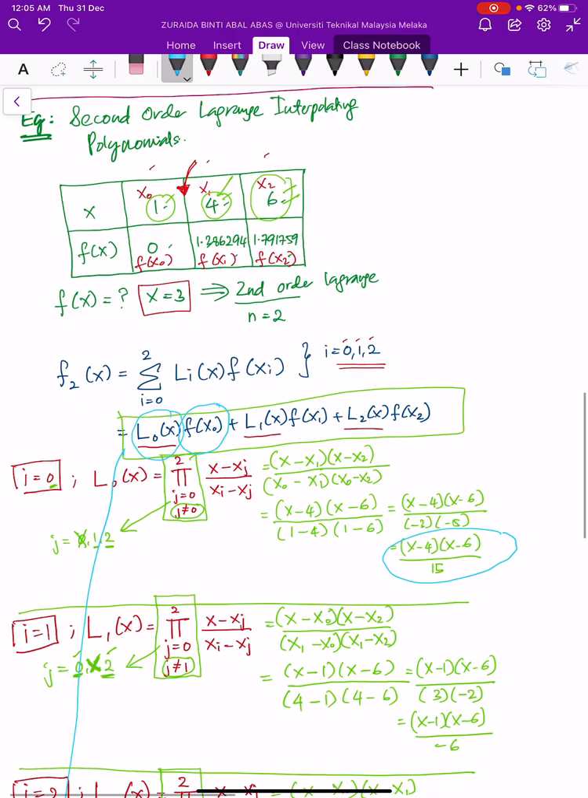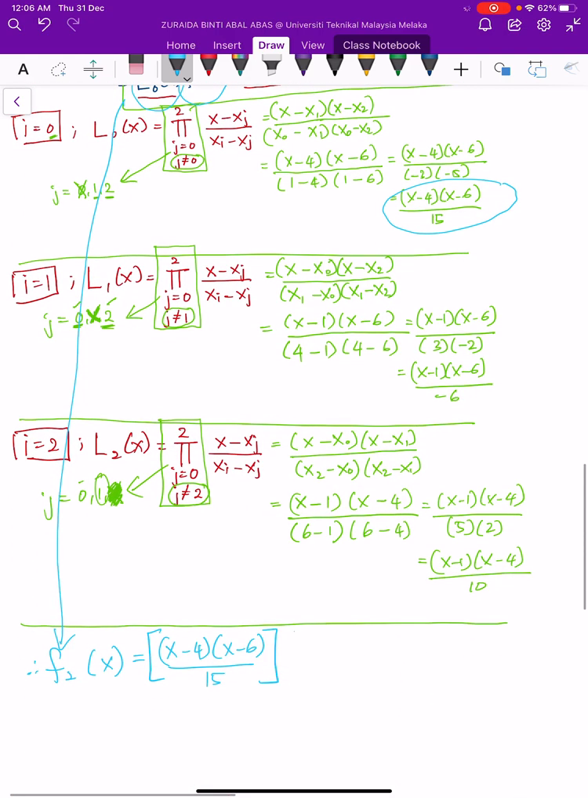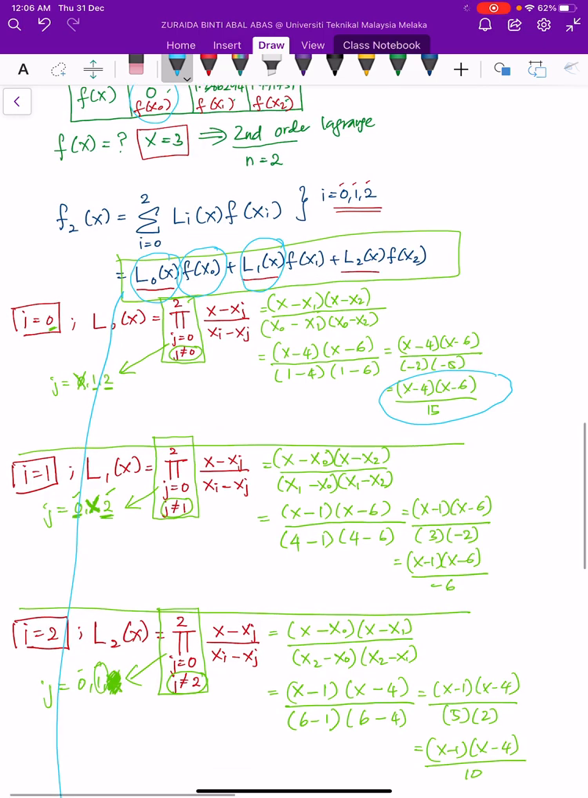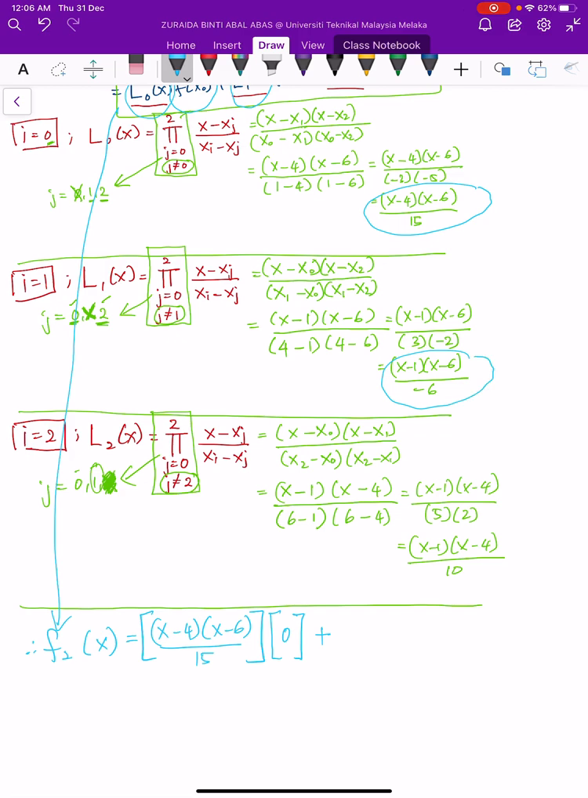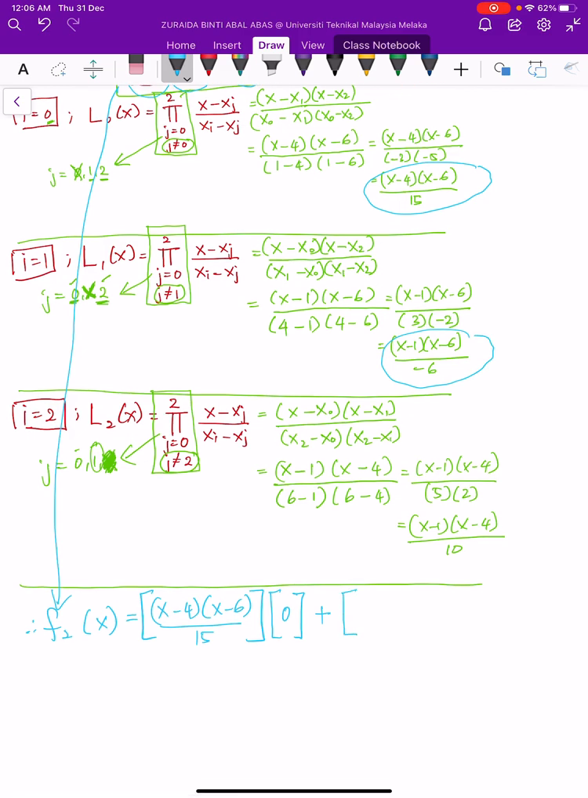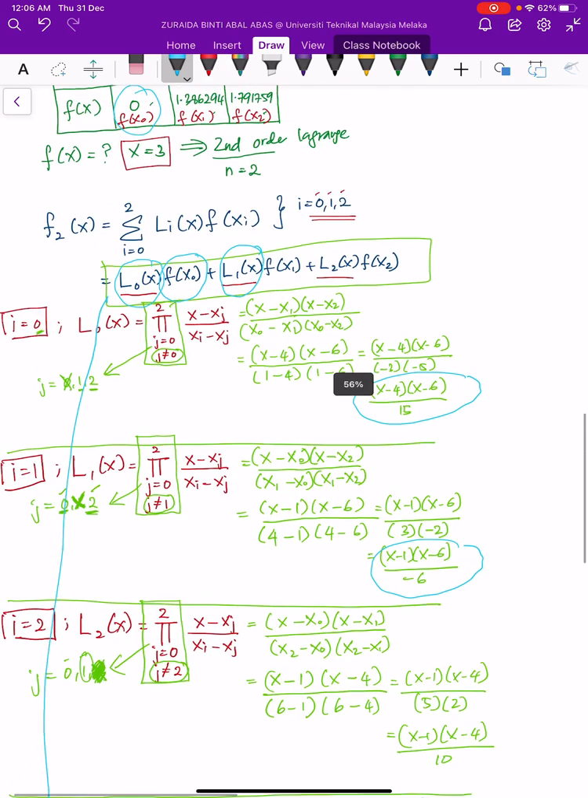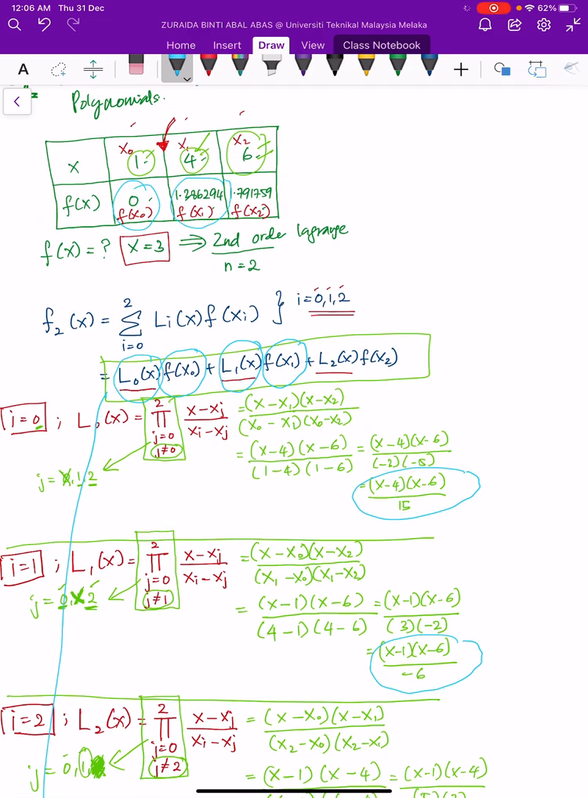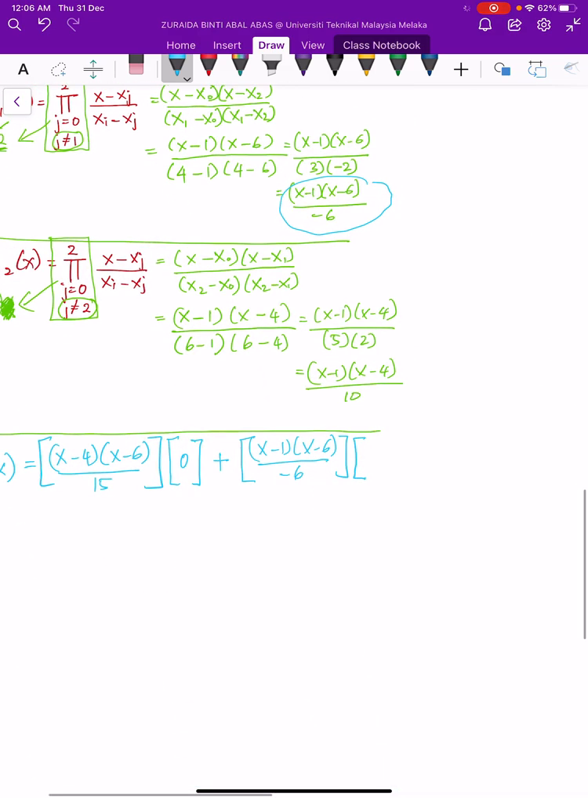So f of x naught is 0. Plus L1x. L1x is this one, so it's going to be x minus 1, x minus 6, divided by minus 6, multiplied by f of x1. Our f of x1 here is this one, so that will give you 1.386294.